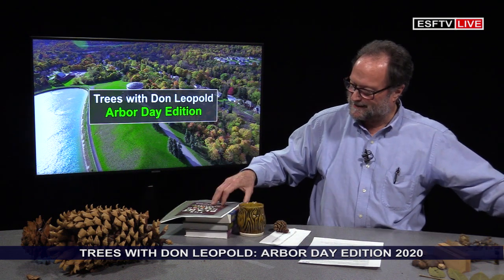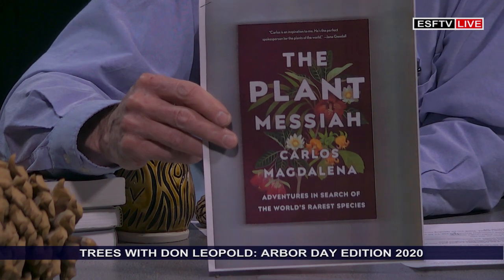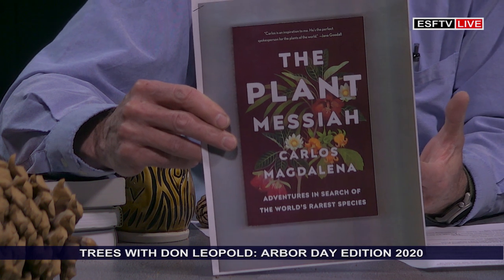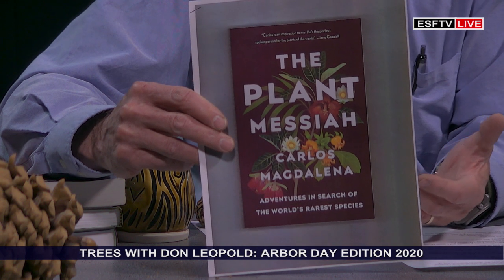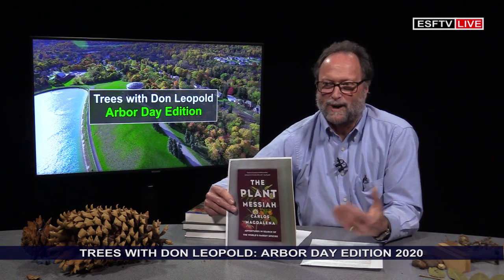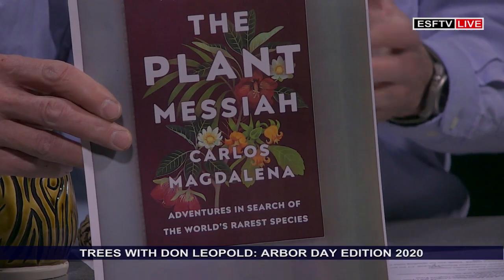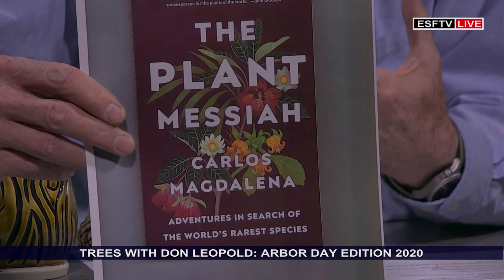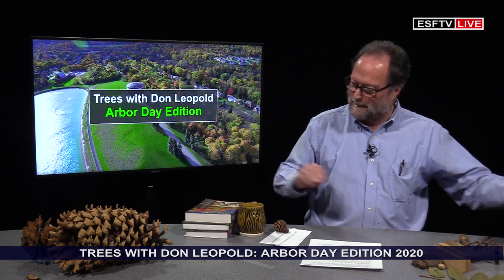The second book, and the reason I recommend it, if you're an ESF alumnus, is The Plant Messiah by Carlos Magdalena. As I read this book, all I could think about is, I know this person, because I know our students. This is about our students. This is about the passion and the motivation and sometimes the naivety that drives people to do things that they need to do. I really enjoyed it for the plant stories, but also because I kept thinking about so many students I knew who seemed identical to this person. He should have gone to ESF. He went to some other good places like Kew Gardens instead.